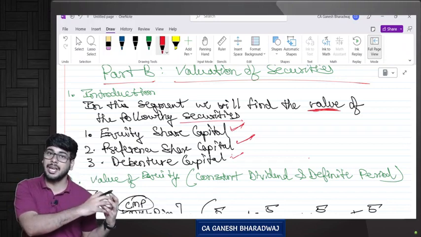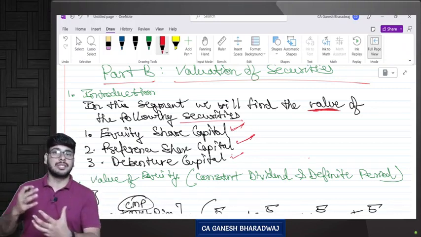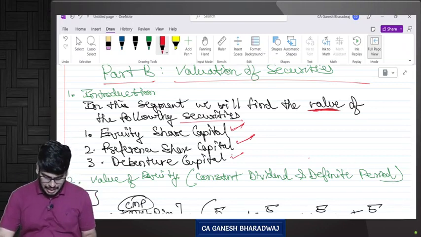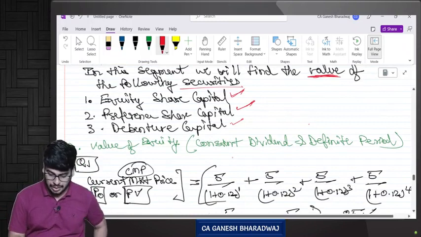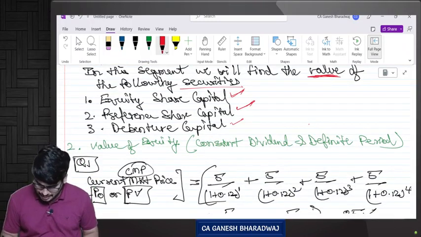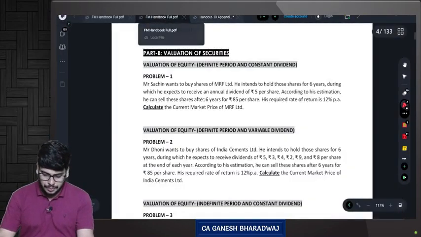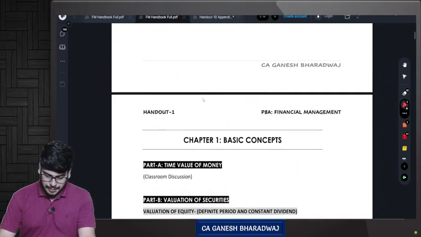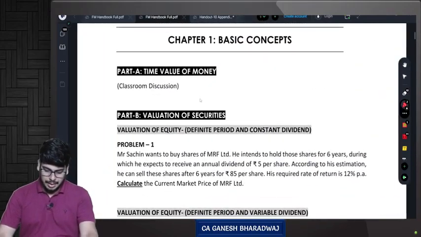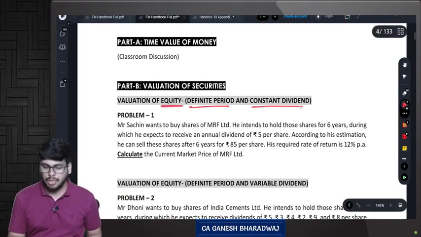So slowly see how beautifully we have linked the time value of money concepts with some financial area, financial management. Are you clear with this? So first, let us look at the first one. Let us look at value of equity, constant dividend and definite period. Please take question number 1 of your handbook. It's going to be page number 1. So question number 1. Valuation of equity, definite period, constant dividend.